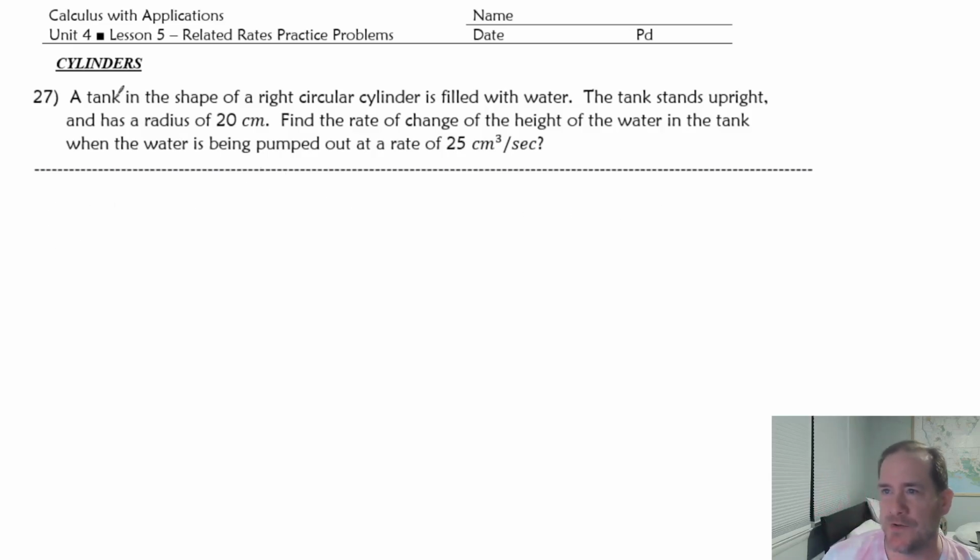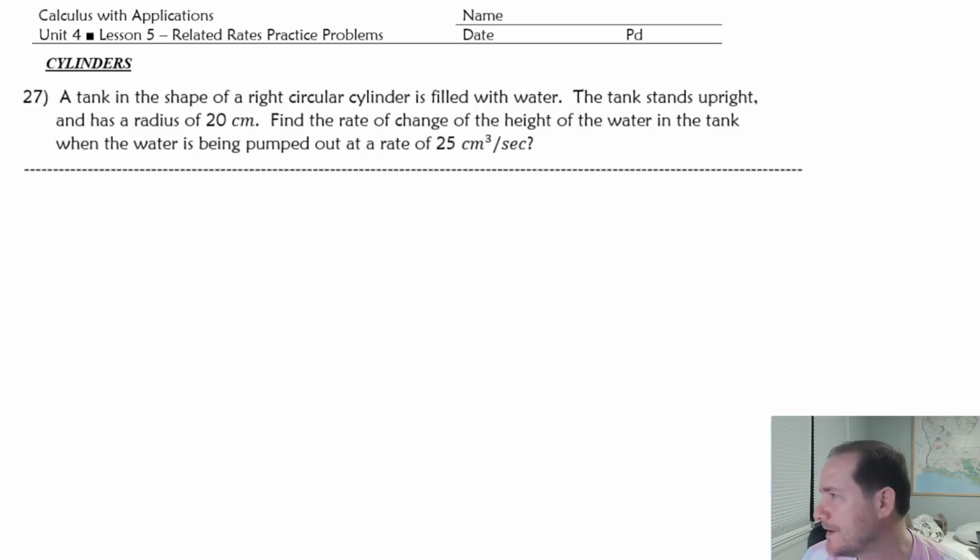Alright, so it says a tank in the shape of a right circular cylinder is filled with water. The tank stands upright and has a radius of 20. Find the rate of change of the height of the water in the tank when the water is being pumped out at a rate of 25 cubic centimeters per second. So again, what do we got to know here?